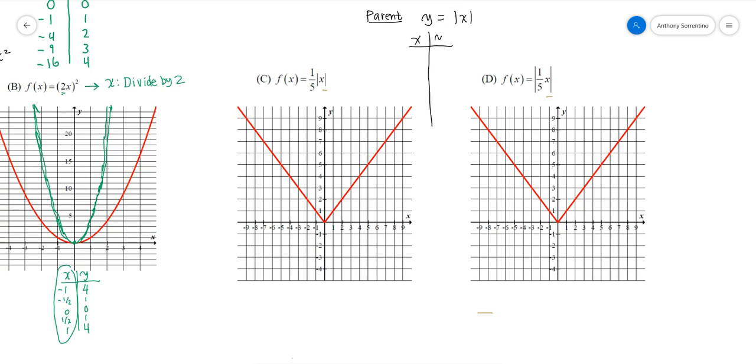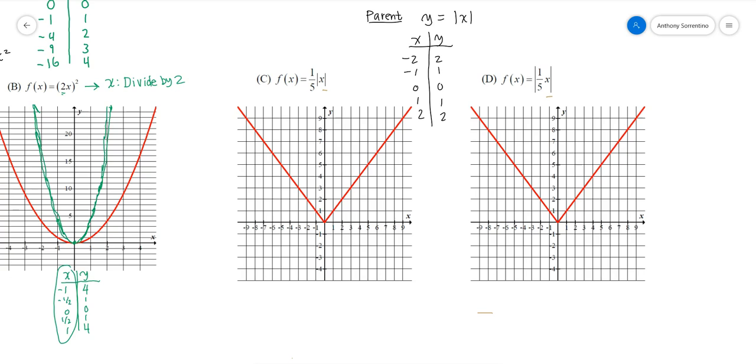And again, I'm just going to come up with a really quick function for this. So I'm going to have -2, -1, 0, 1, and 2. And the absolute value is just going to change the negatives to positives, leave the positives and zeros alone. So I have that. Now here I have a 1/5 occurring outside of the absolute value mark.